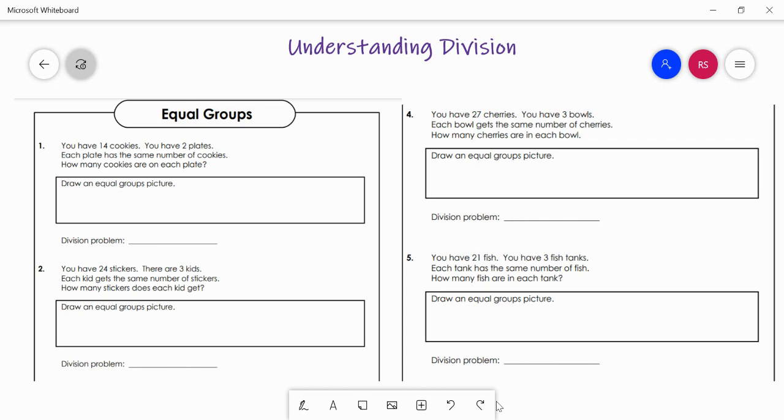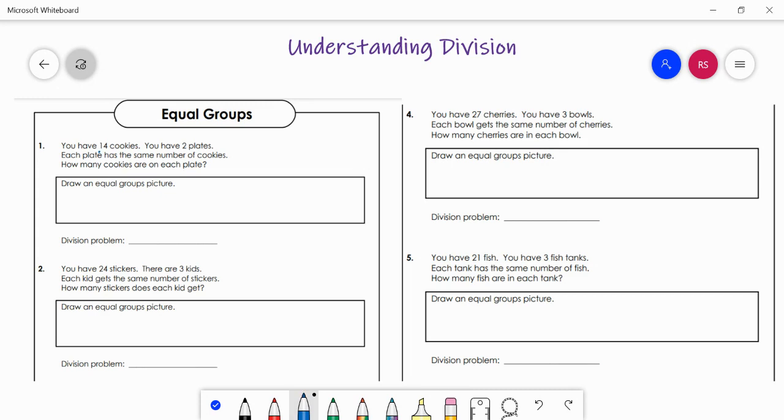So if you take a look at number one, it says you have 14 cookies. You have 2 plates. Each plate has the same number of cookies. How many cookies are on each plate? We're going to draw an equal groups picture to represent this problem. So let's go back into the problem, because you guys know we can never read a word problem once, right? You know that we always need to read word problems multiple times in order to really understand what they're asking us to do. So I'm going to go back in with my highlighter, with my pencil, with a crayon, and I'm going to make sure I pull out the important pieces.